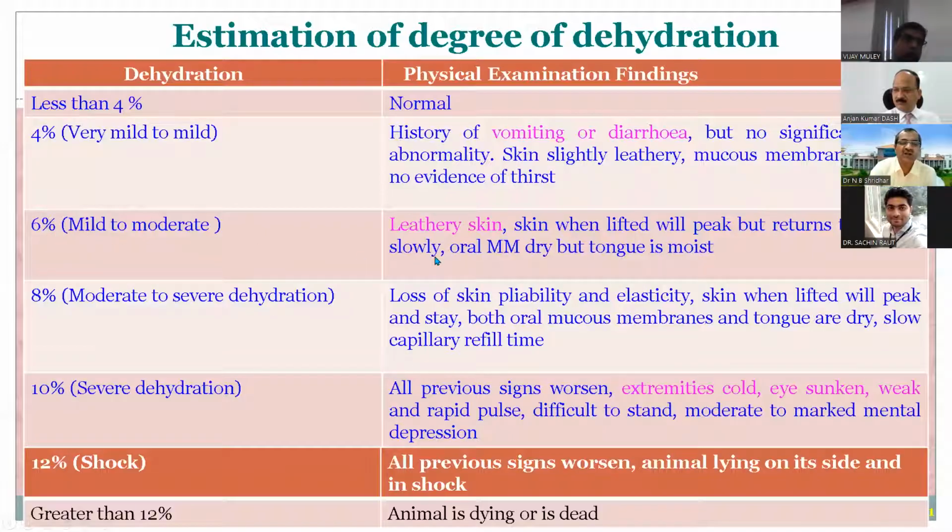6% is mild to moderate. The skin is leathery, skin is lifted, will peak, but returns to normal slowly. Oral mucous membrane is seen dry, but the tongue is moist. So this is 6% dehydration.